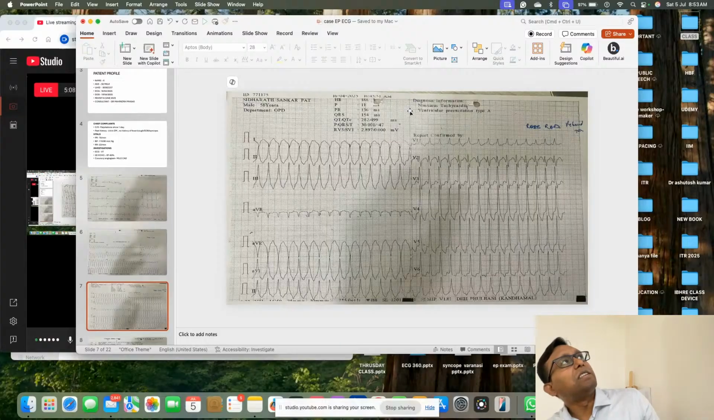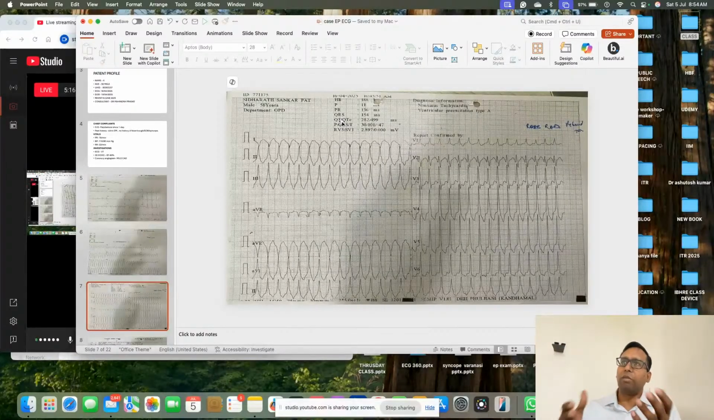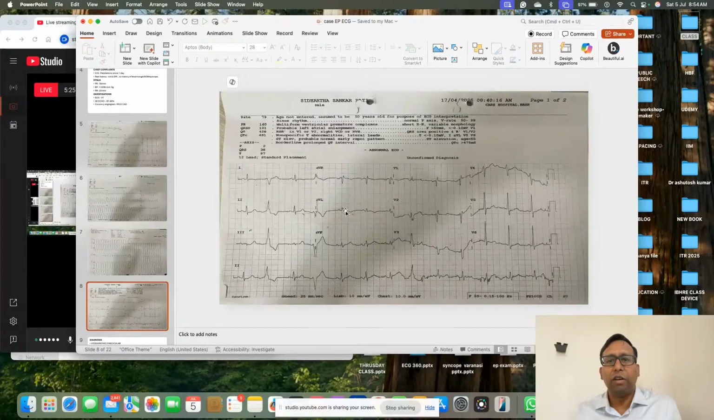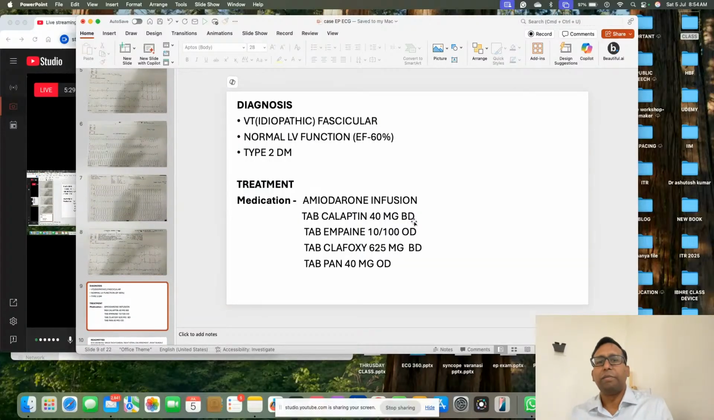And the date is, you can see, around 16, next day. So the same VT, sometimes going to the left axis, sometimes going to the right axis. Is it possible in fascicular VT? No. Fascicular VT will always be in one direction. But okay, it was considered fascicular. Then they gave Cordarone, things improved, and the patient was discharged. So that time the diagnosis was fascicular VT, but the second ECG was not cross-checked properly.